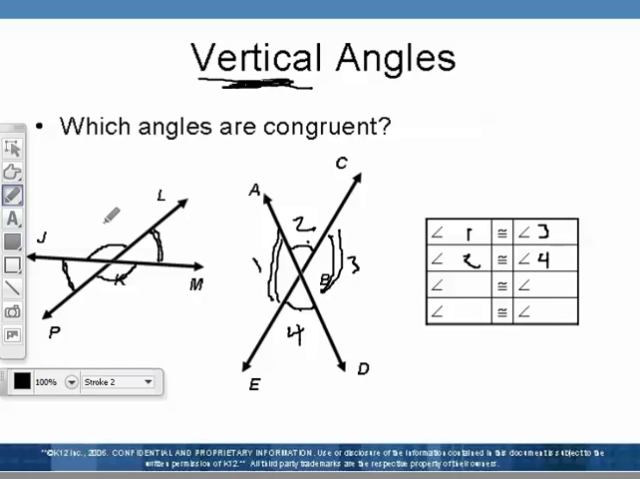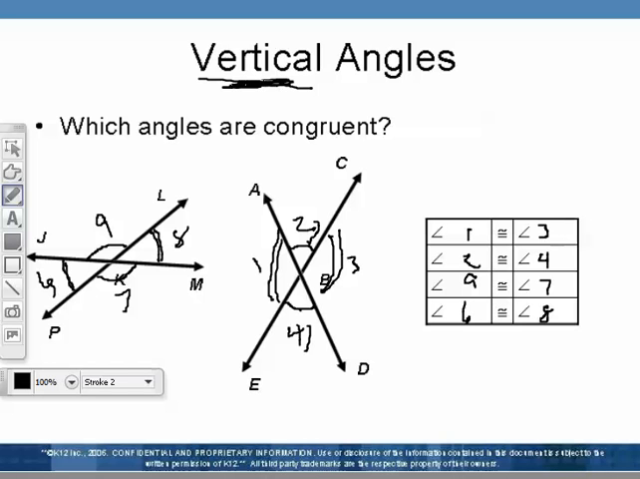Okay? Let's try this. 9, 8, 7, and 6. That means that angle 9 is congruent to angle 7, and angle 6 is congruent to angle 8. Did it matter how I numbered them? Nah. Did it matter which ones were congruent? Yes, the ones opposite them are congruent. 4 and 2 are congruent. I'm hoping you're seeing that vertical angles are congruent.